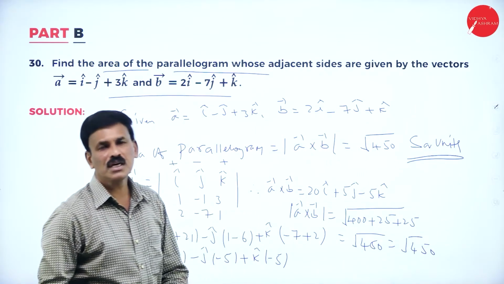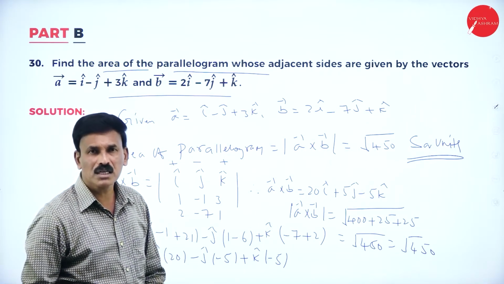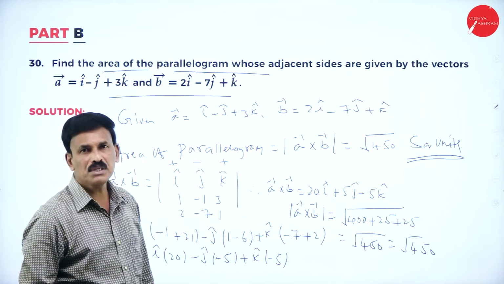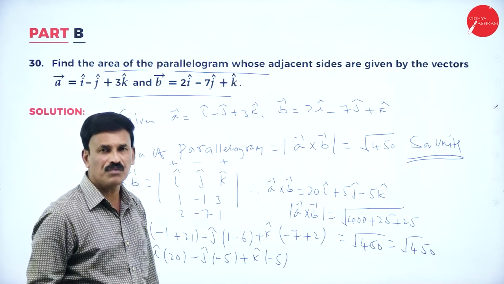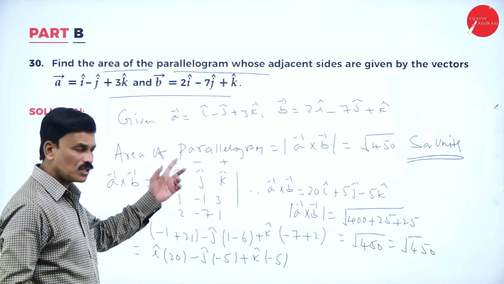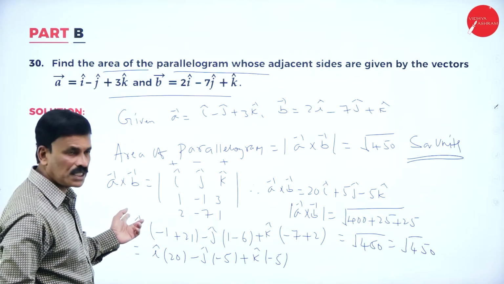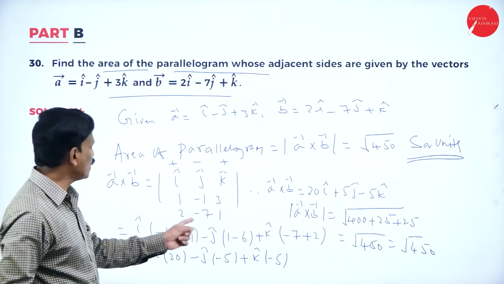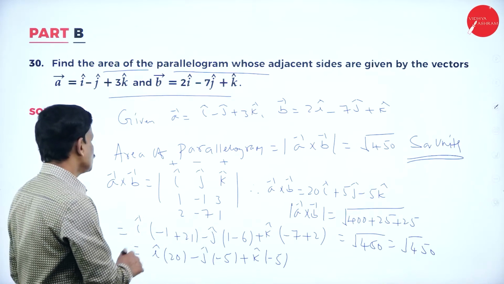That's it. So the area of the required parallelogram is the length of a cross b, that is nothing but square root of 450. Okay, just find the vector product a cross b, and the magnitude of the vector product a cross b is nothing but the determinant.